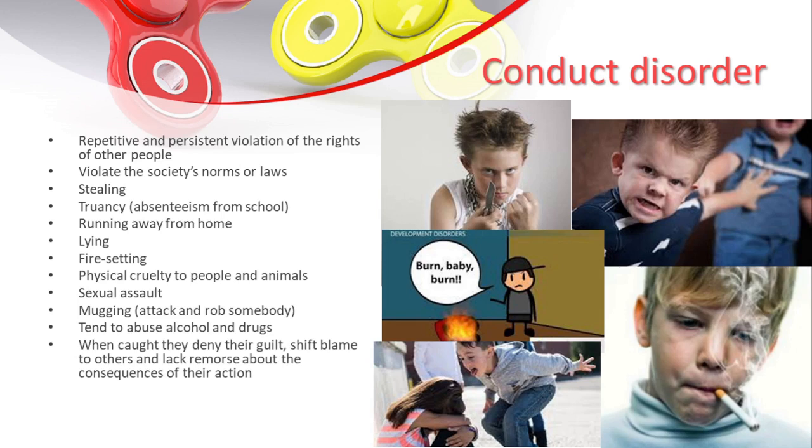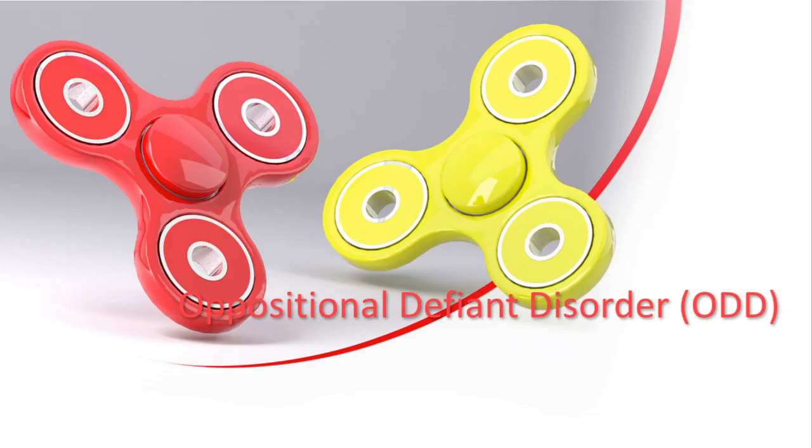And these children with conduct disorder, when they reach adolescence, will show sexual assault. They will attack other people and rob things from people, that is mugging. These children show a tendency to abuse alcohol and drugs. When they are caught, they will deny their guilt and blame others. Whatever the consequences of their action, they do not have any regret. These are the symptoms of conduct disorder.